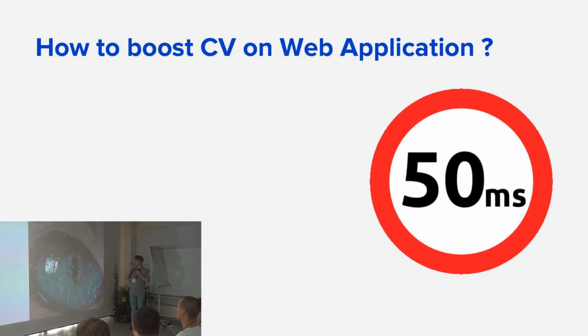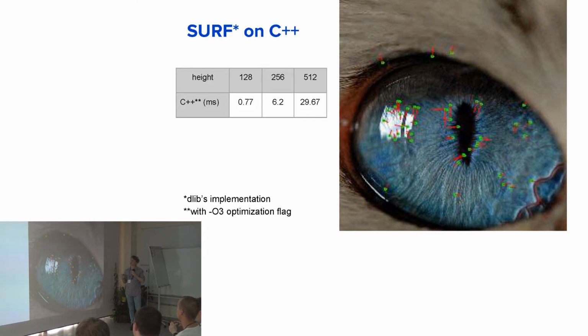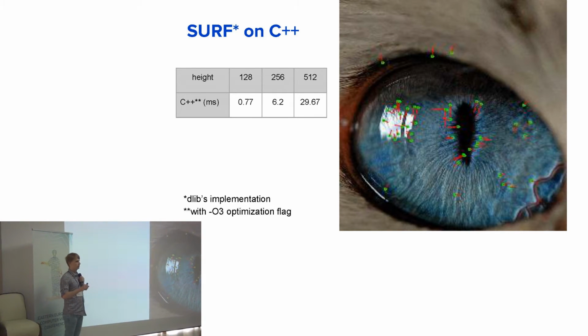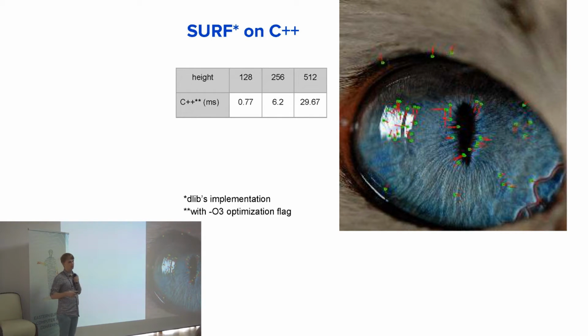some conclusions. So I took the library dlib and its implementation of SURF, wrote a small test and detected SURF points with descriptors in different images. And here are the results. It's 3 different sizes. And I used optimization flag O3.